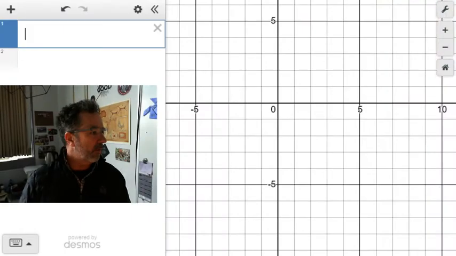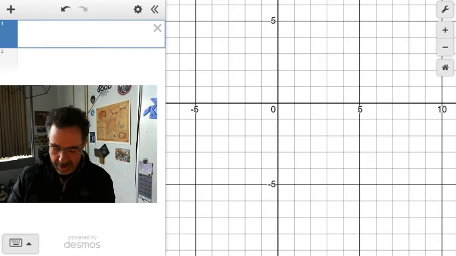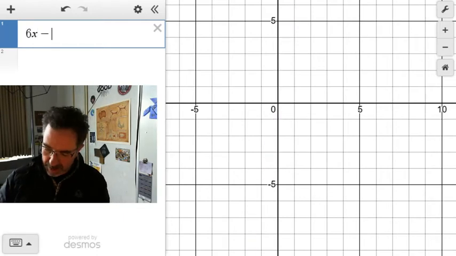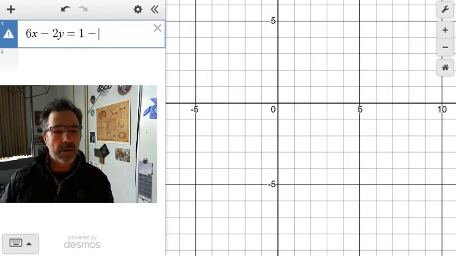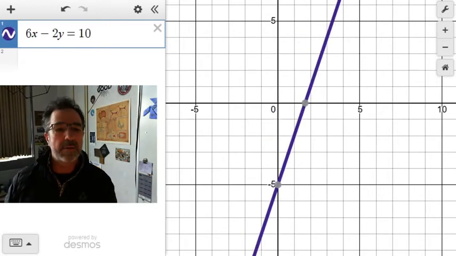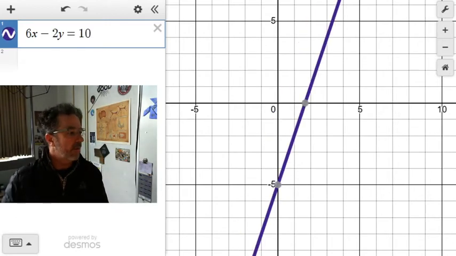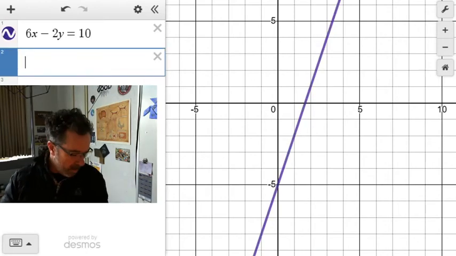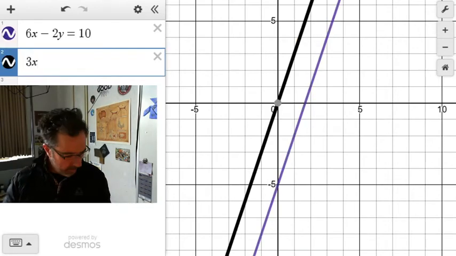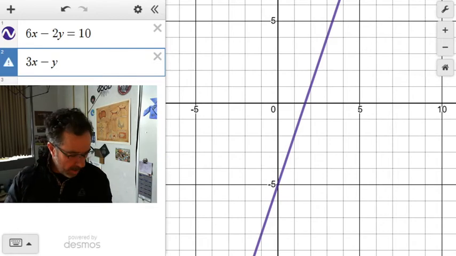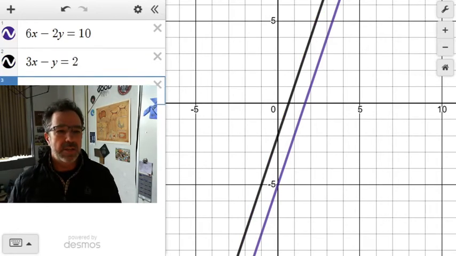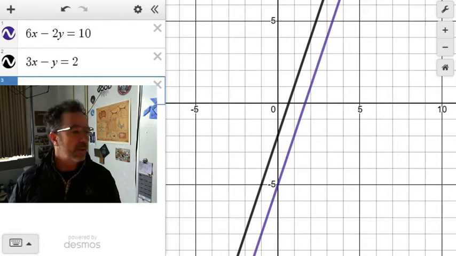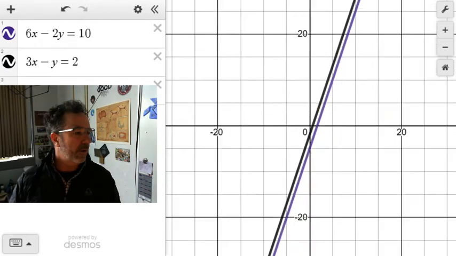So if we're in our friend Desmos and we graph the top line, it was 6x minus 2y equals 10. There it is. And let's graph the other one. The other line was 3x minus y equals 2. Aha! Just as I suspected. These lines definitely appear to be parallel to each other.